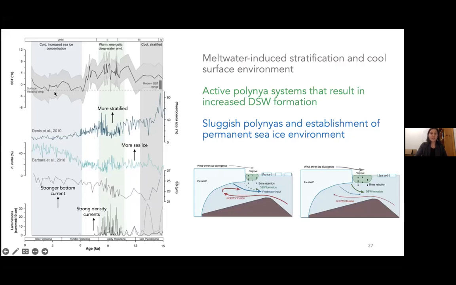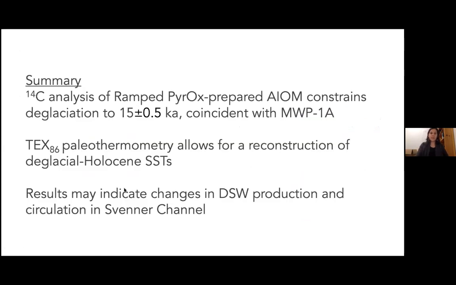And then as we get to the late Holocene, we see more sea ice, and that's associated with polynyas in that area. And so more sea ice means a less active polynya, because with the polynya, you get sea ice farther out, but with sea ice closer to the margin, you're going to get a less active polynya. And that less active polynya limits this dense shelf water formation. So that's my interpretation of what this means.